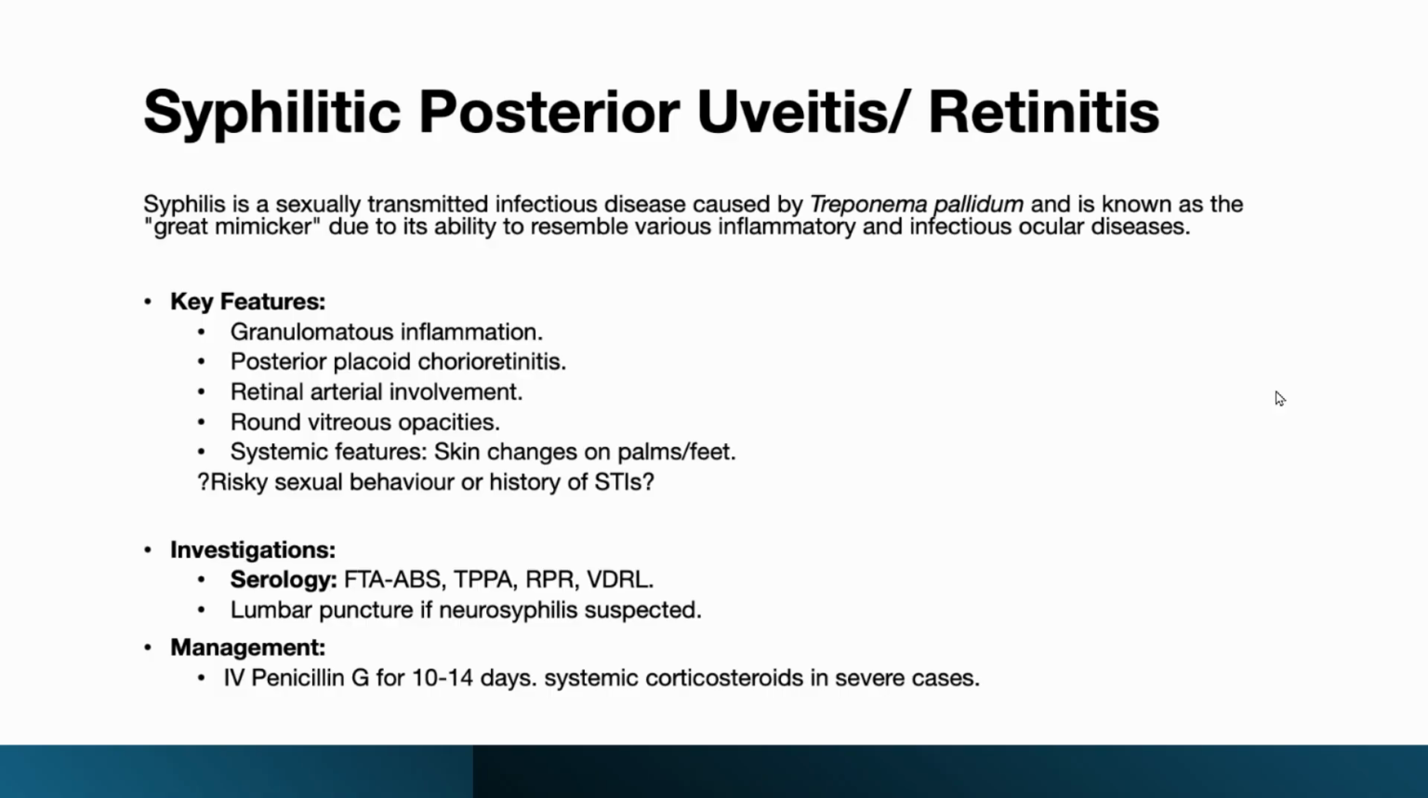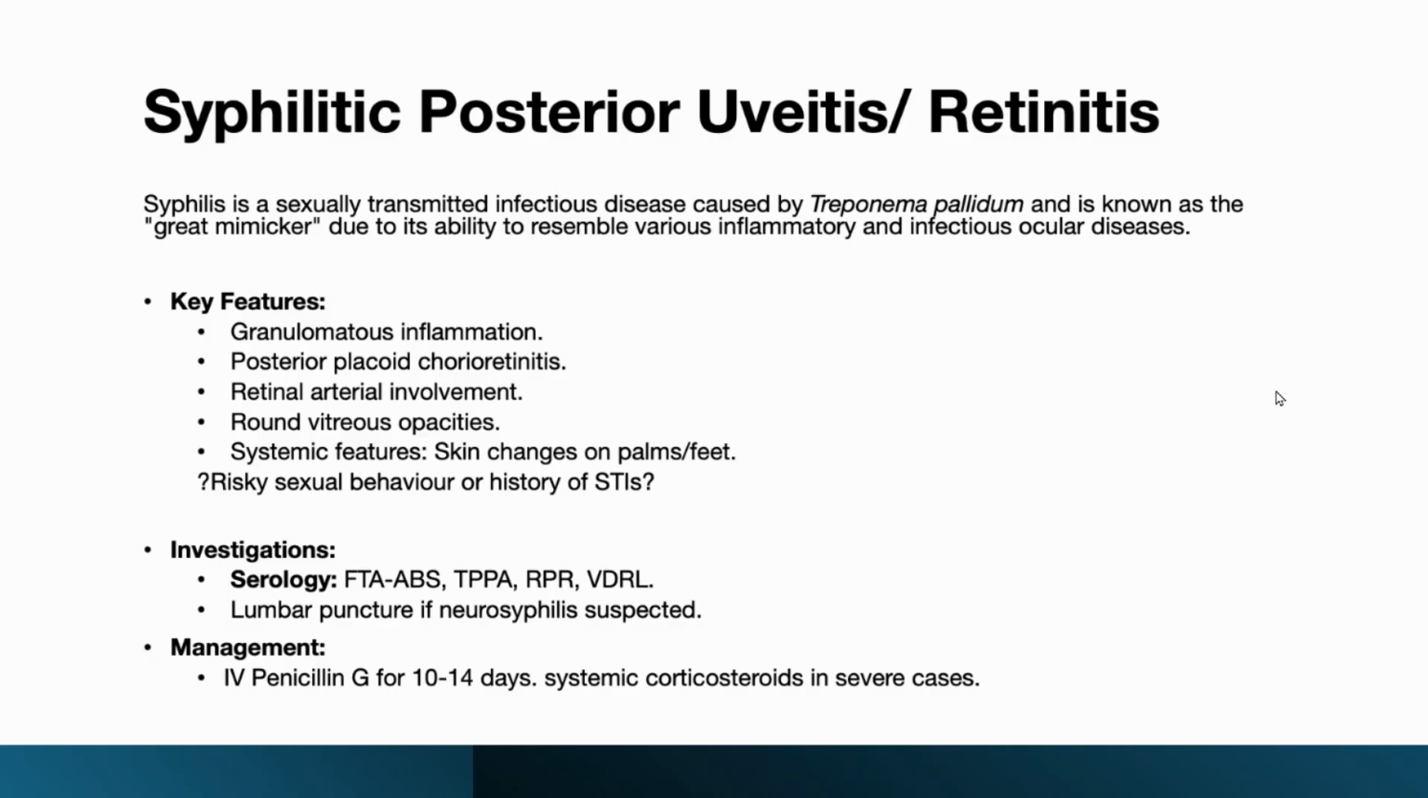Systemic features such as ulcers, rashes, and skin changes on the palms and feet should be considered, along with a history of risky sexual behavior or previous STIs. Diagnosis requires serological testing, and if neurosyphilis is suspected, particularly in patients with neurological symptoms such as headaches, hearing loss, or cranial nerve involvement, a lumbar puncture with CSF analysis may be indicated.